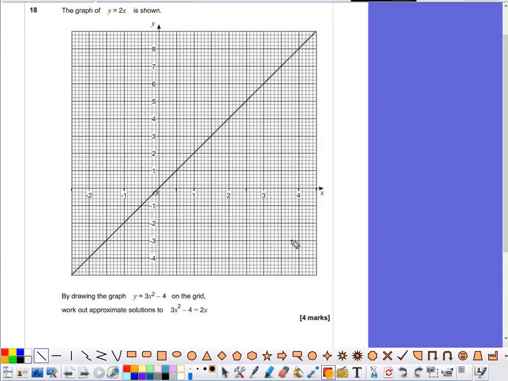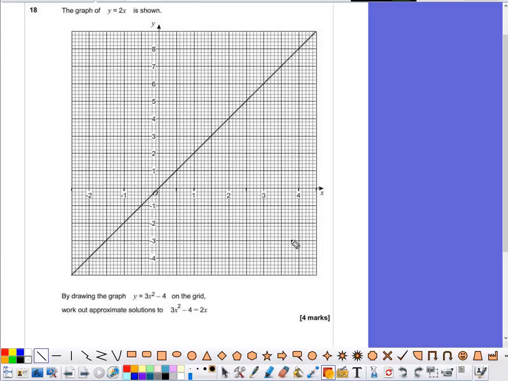Question 18. The graph of y equals 2x is shown. By drawing the graph y equals 3x squared subtract 4 on the grid, work out approximate solutions to 3x squared subtract 4 equals 2x. By drawing the two graphs on top of each other, we're looking for the x value where the two graphs cross, because that's the only point where they're equal.